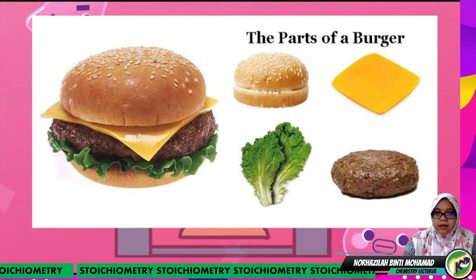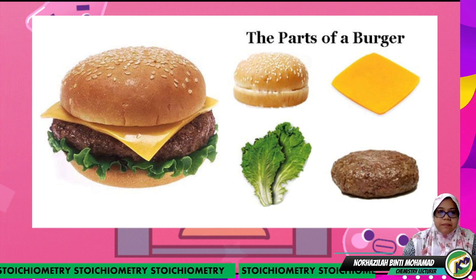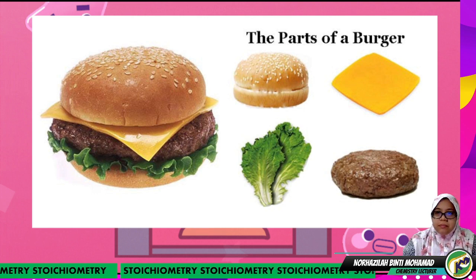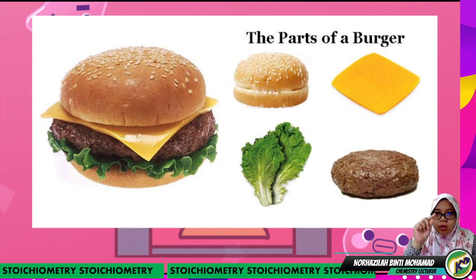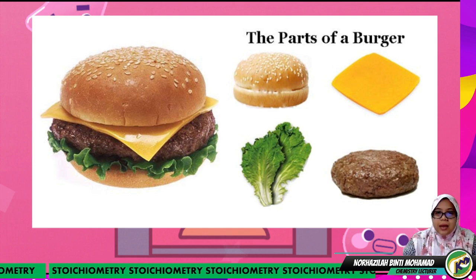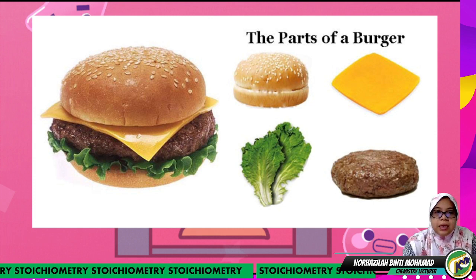So before we go further, I want all of you to look at this picture. We have a picture of a burger. To make up this burger, we need one bun, two slices of bun, bottom and the top, and then one piece of salad, one piece of beef patty, and one piece of cheese. So I need these four items to make up one burger.